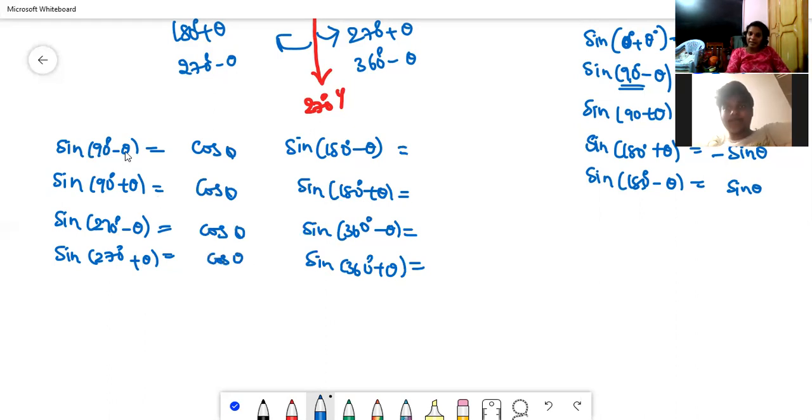Here sine of 90 minus theta: in the first quadrant, sine is positive, so it is positive. In the second quadrant, sine is positive, so it is positive. In the third quadrant, sine is negative, so it is minus cos theta. In the fourth quadrant, sine is negative, so it is minus cos theta.